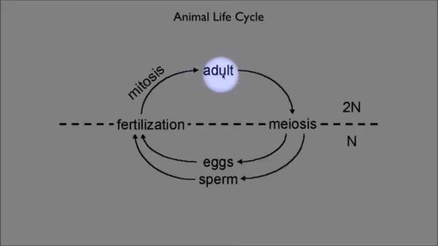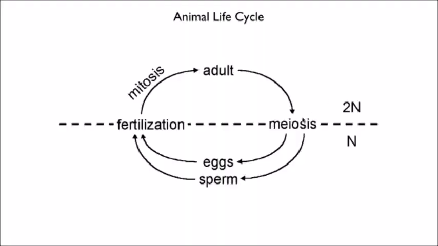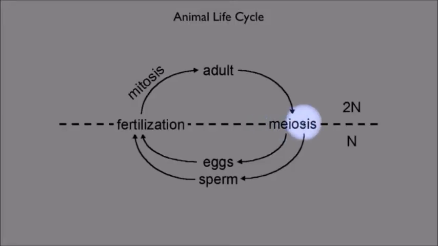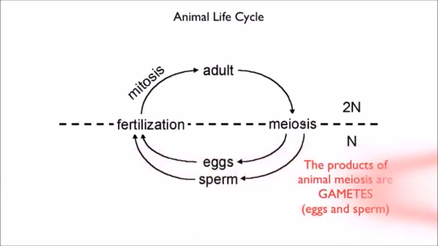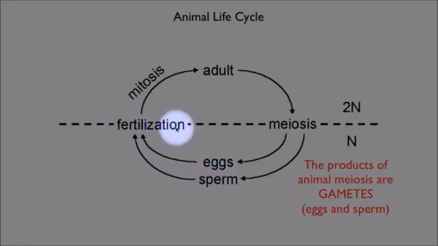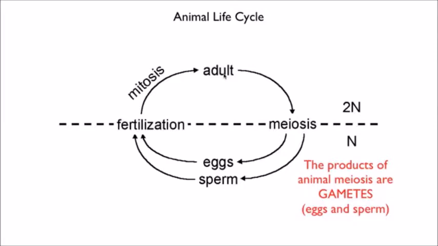We have this, where you have a diploid adult, right? Everything above the line is diploid 2N. We have meiosis, which is our magic cell division, and the product of meiosis for animals, the products are gametes, eggs, and sperm. This is a big difference that we're going to see from plants, so keep that little fact in mind. For animals, the egg and the sperm come together, fertilization, right? We just saw this. Now you restore the diploid condition. You got some mitosis, and now you're back to an adult.